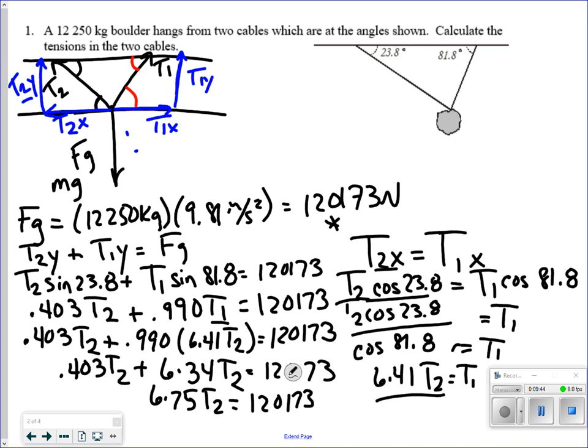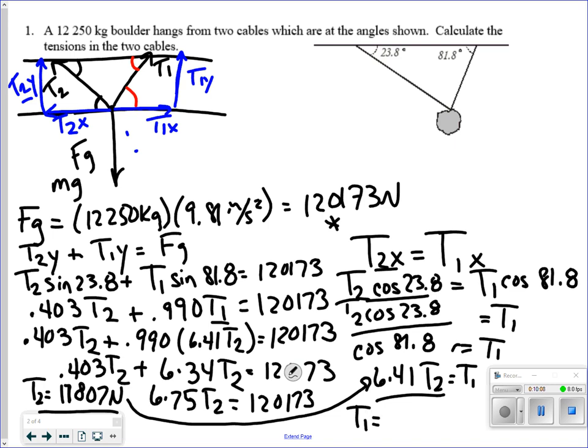Okay, so I get T2, gosh, I'm almost out of room here. I'm going to squeeze it over here. T2 equals 17807 newtons. All right, so there's T2, and you can imagine the rest. I'm going to take that value and put it right there, and solve for T1, and I'm going to get for T1 114 newtons, and there's that answer for that one. Oy vey, I hope it didn't take you as long as it took me.